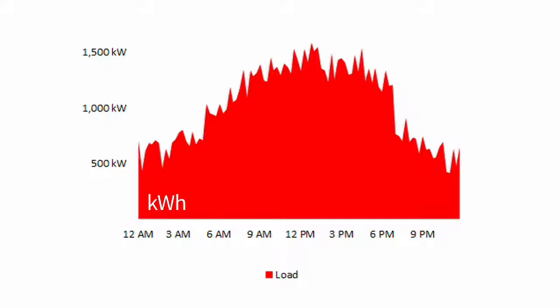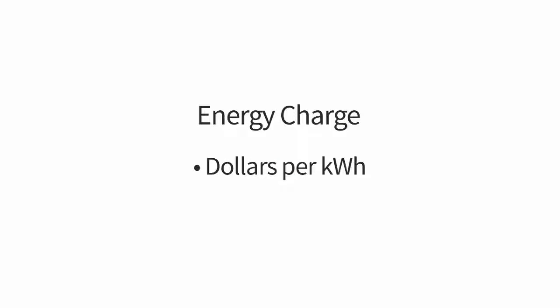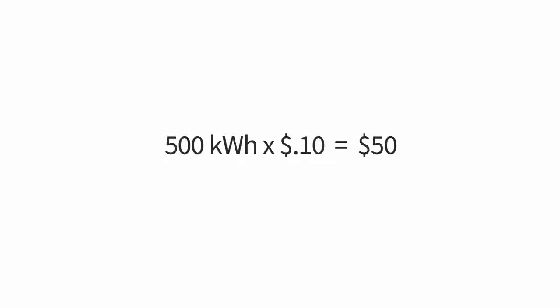So the second property of our load curve, which is area under the curve, is charged for using something called an energy charge, which is in units of dollars per kilowatt hour. If you look at your home's electric bill, you will probably see this on the bill. Let's say, for example, in a certain month you consumed 500 kilowatt hours and your energy rate was 10 cents per kilowatt hour. For that month, you'll owe 500 kilowatt hours times 10 cents per kilowatt hour equals $50.